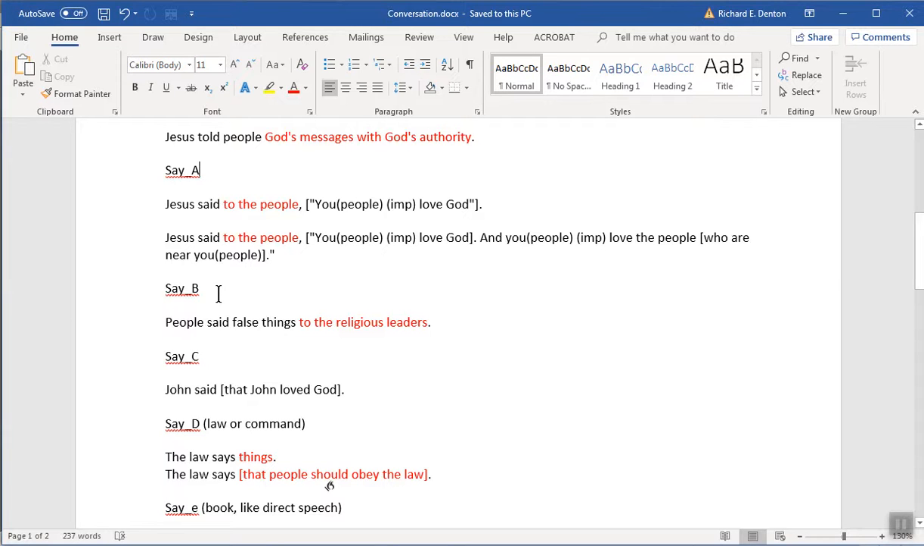Okay, say B is to say things, say words, say stories. People said false things to the religious leaders. So false things would be the patient, and there's an optional destination argument.